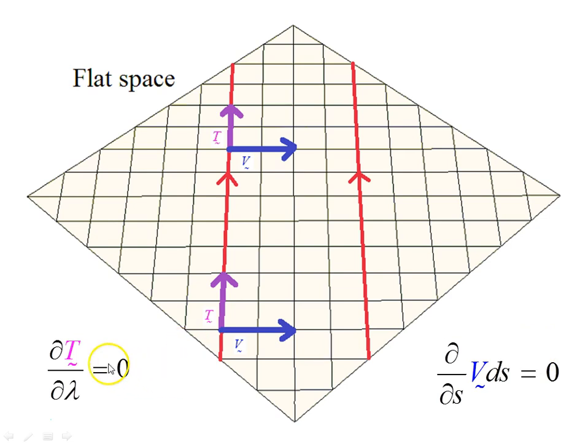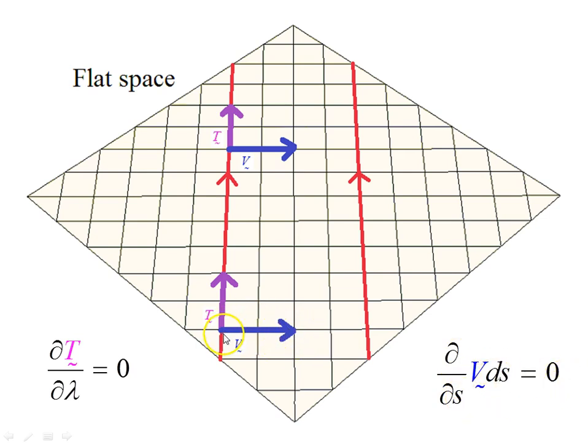Alright, in flat space though, with parallel straight lines, a straight line parallel transports its own tangent vector. It's a constant, so the partial derivative of the tangent vector with respect to the parameter lambda will be 0. And V ds, this product, is the vector displacement from one geodesic to the other. This distance is constant for parallel lines in flat Euclidean space, and so the partial derivative of this product, dv ds, will be 0.